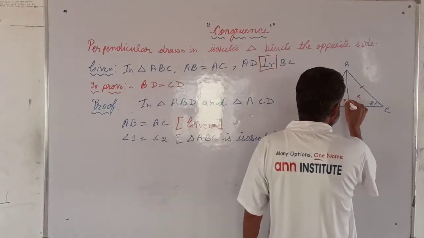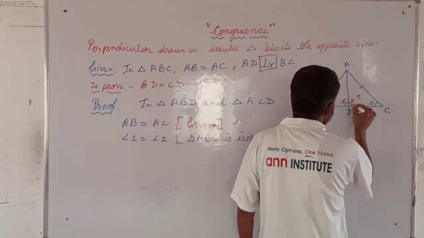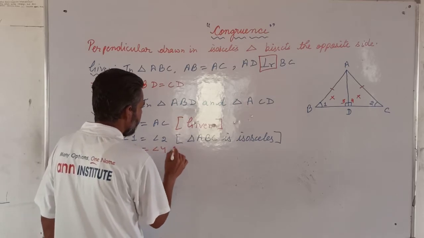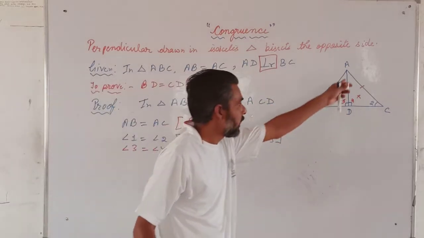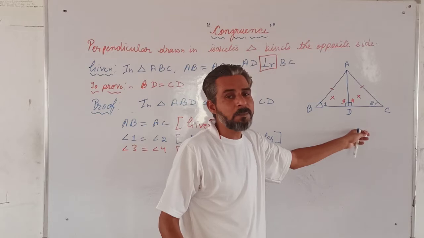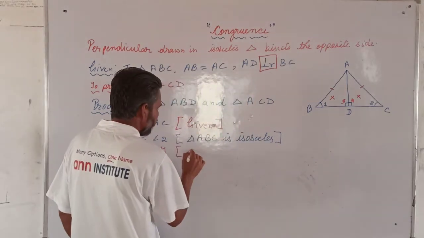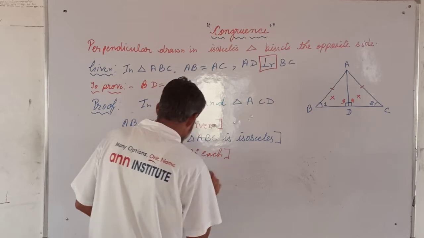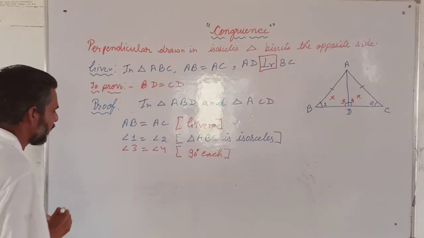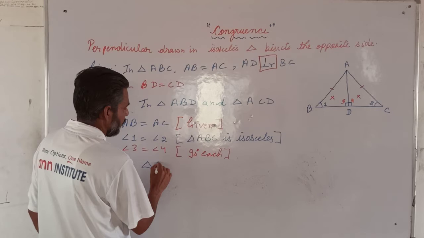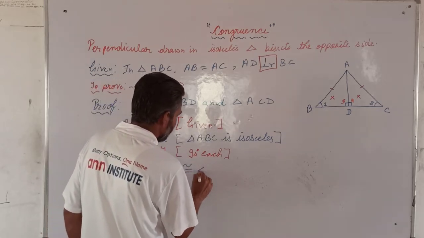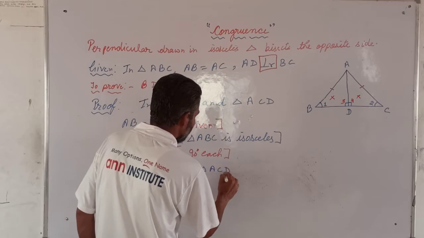Suppose this is angle 3 and this is angle 4. Angle 3 is equal to angle 4. Why? This is given that AD is perpendicular. Perpendicular means 90 degrees. Now we can say the triangle ABD is congruent to triangle ACD.